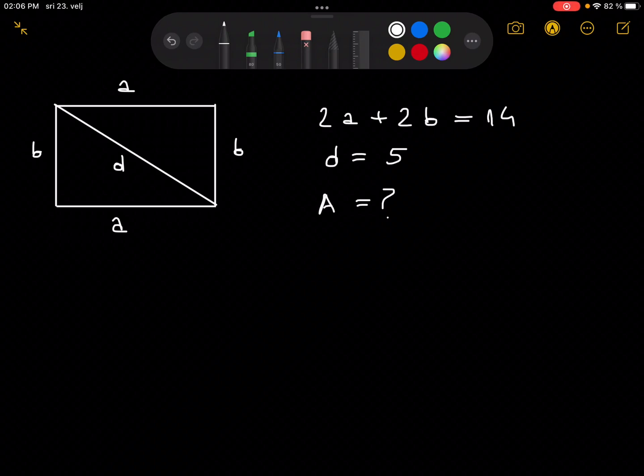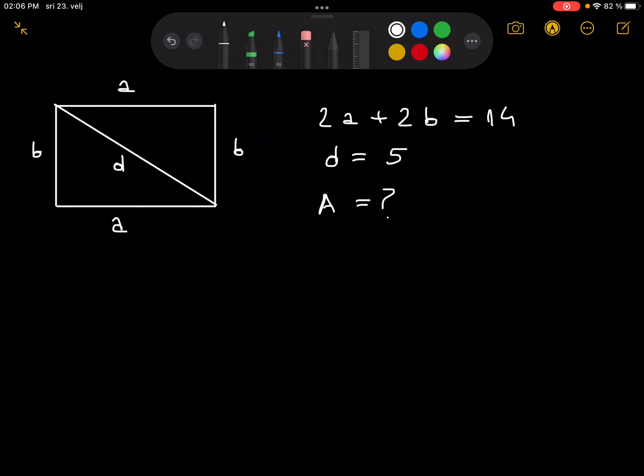Hello everyone, today we're going to be doing a very quick and easy geometry problem. So we've got a rectangle whose perimeter is equal to 14 units and whose diagonal is equal to 5 units. We're supposed to find its area.